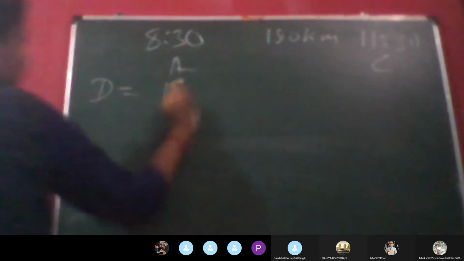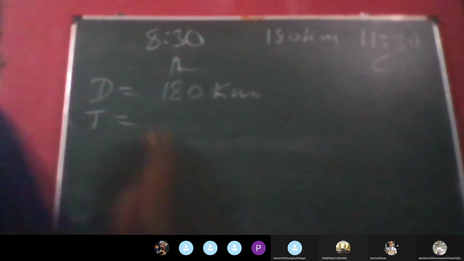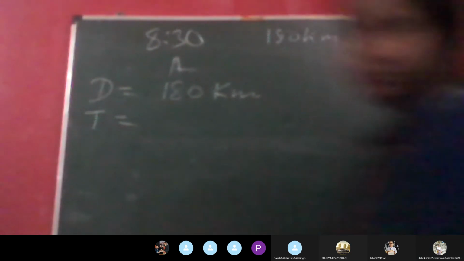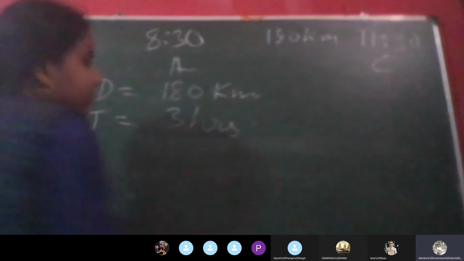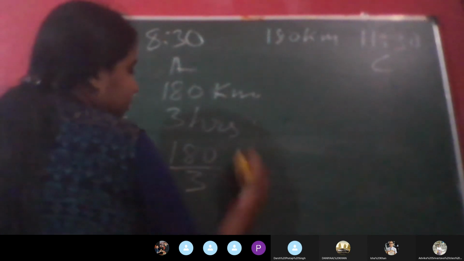First of all, in the question the distance is clearly given, that is 180 kilometers, right? But the time is not clear. So how do we understand what the time is? Can you calculate the time orally? Ma'am, the time is 3 hours. Yes, 3 hours. And the units are in standard form, kilometers per hour. So speed is equal to 180 upon 3 kilometers per hour, that is 60 kilometers per hour.